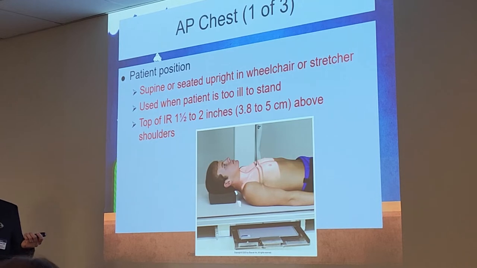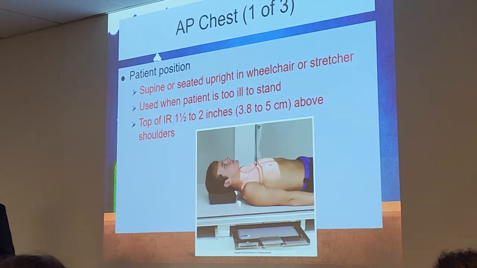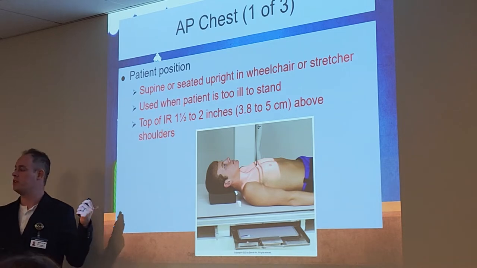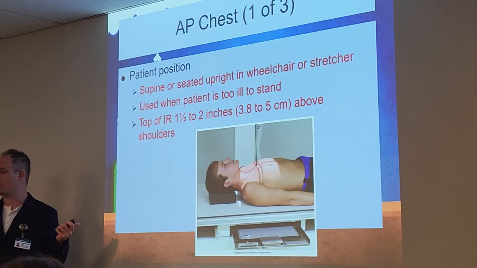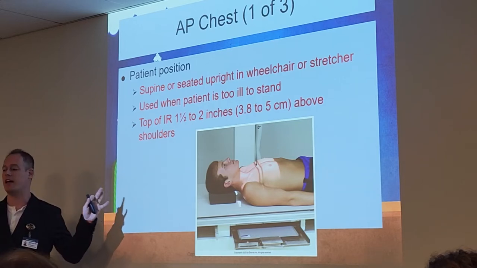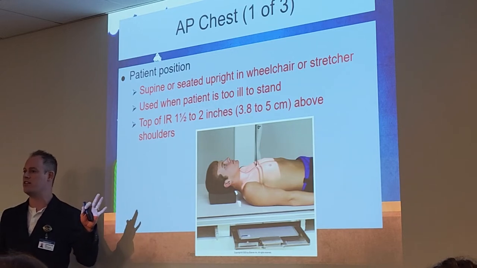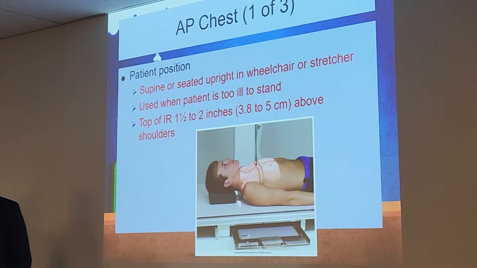But when you do your portable chest, they will typically always be done as an AP because those patients cannot stand. Now, is an AP ideal? No, it is not. The reason being, an AP chest is actually going to magnify the heart more because of the position of the heart. But, of course, we've got to take patient care and patient comfort into consideration. We're going to do this if there's no way that patient can stand or if we're doing those portable x-rays.